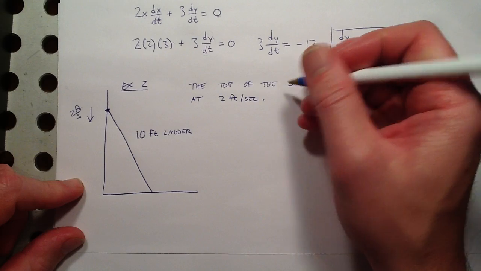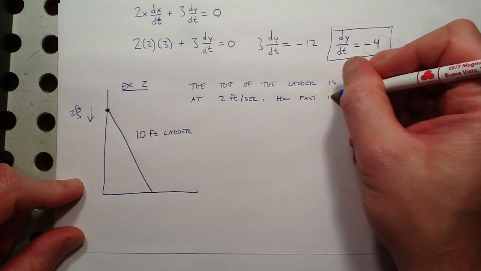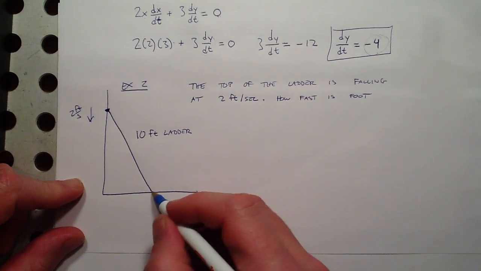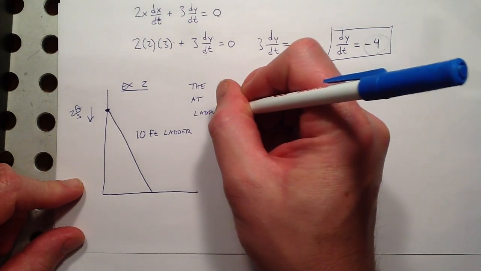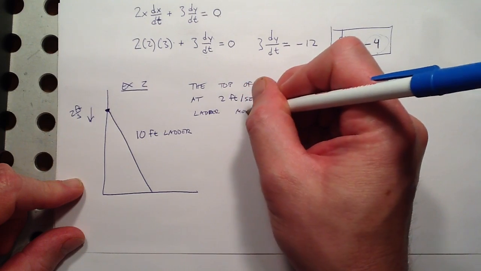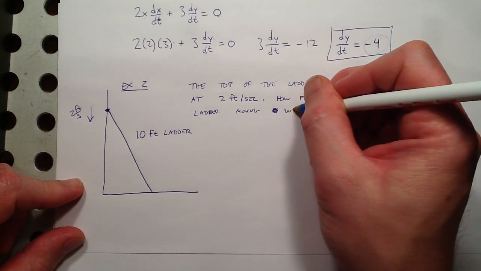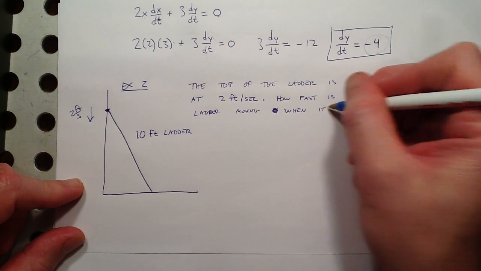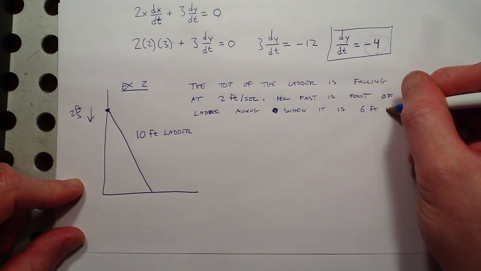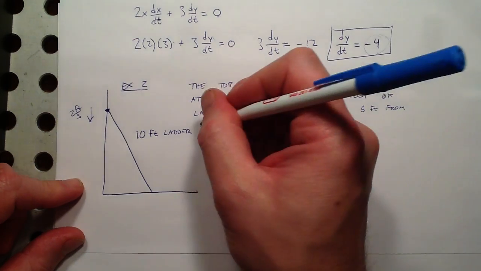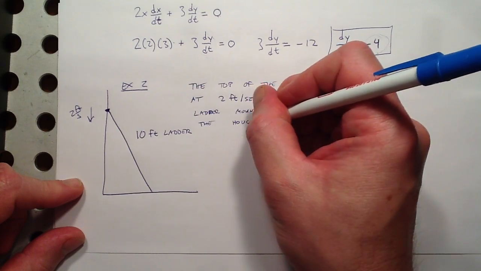And I'd like to know how fast the foot, we'll call this the foot of the ladder, is the foot of the ladder moving, when it is 6 feet from the house, or the wall, whatever that is, in the house.